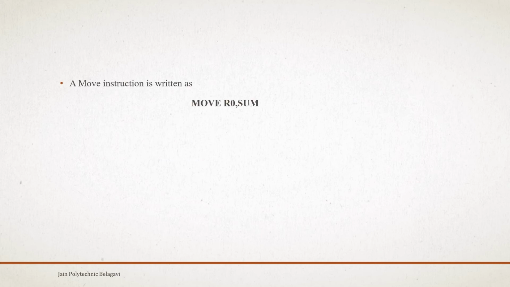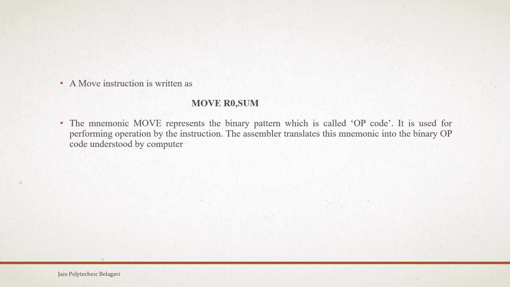Now an example: a move instruction is written as you can see, move r0 comma sum. That is, it moves the contents present in register r0 to sum. Here the mnemonic move represents a binary pattern called the opcode. Instead of move, in binary it is an opcode, which is used for performing the operation of the instruction. The assembler translates this mnemonic into a binary opcode, so move will be converted into a binary opcode, which will be understood by the computer.